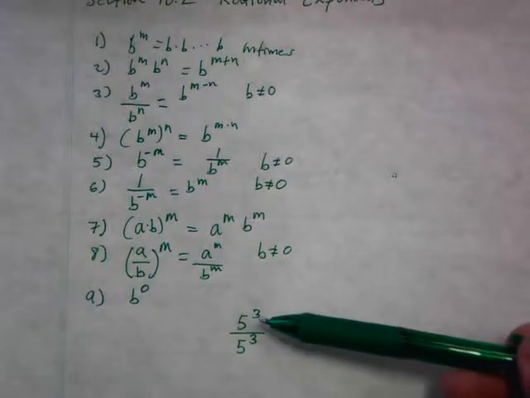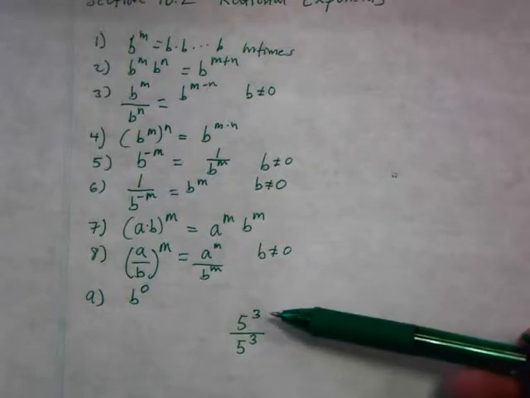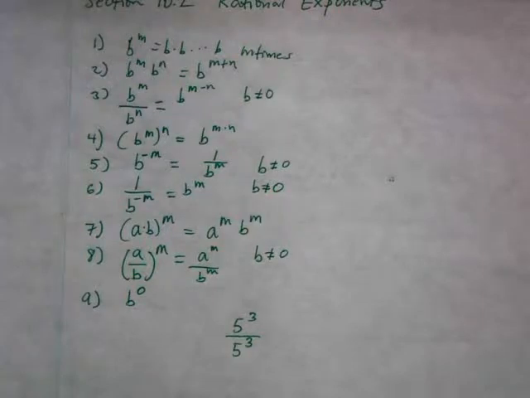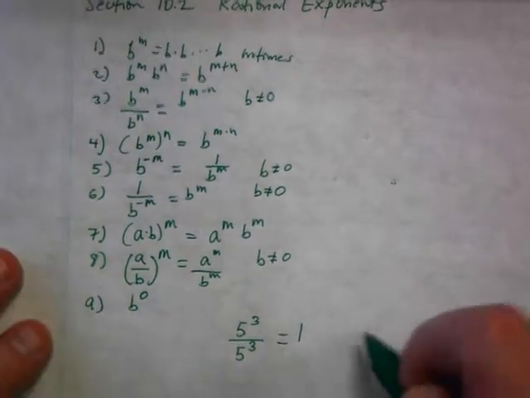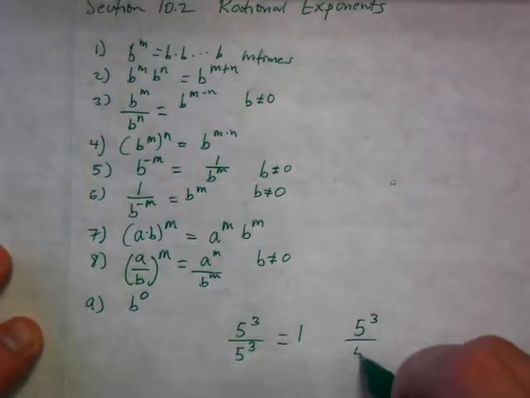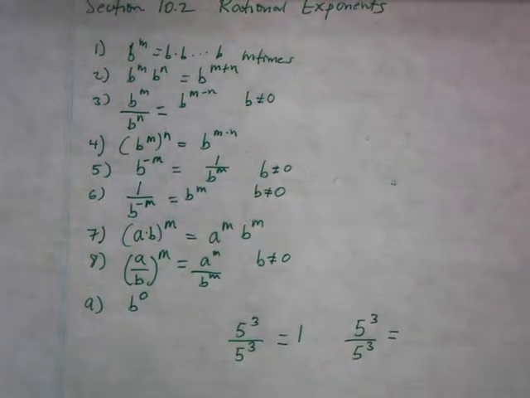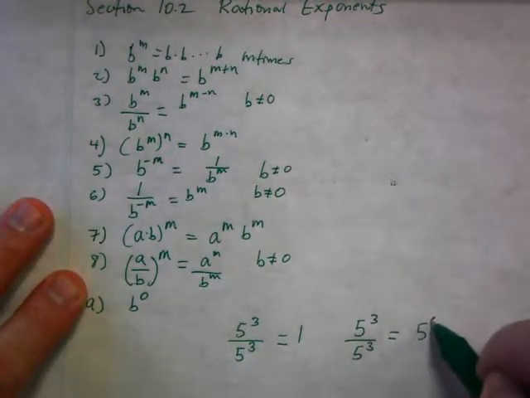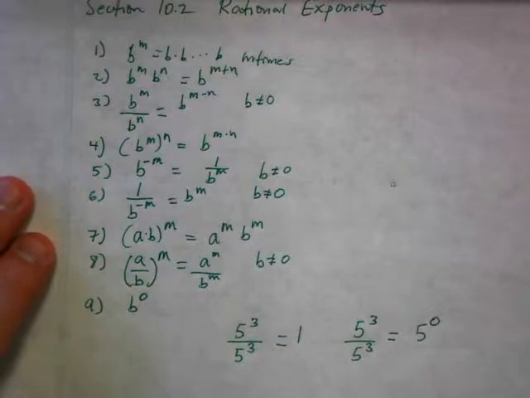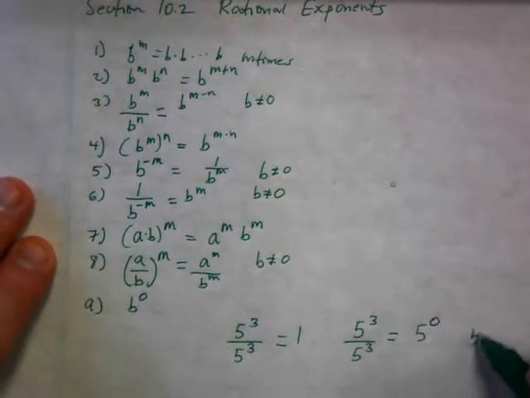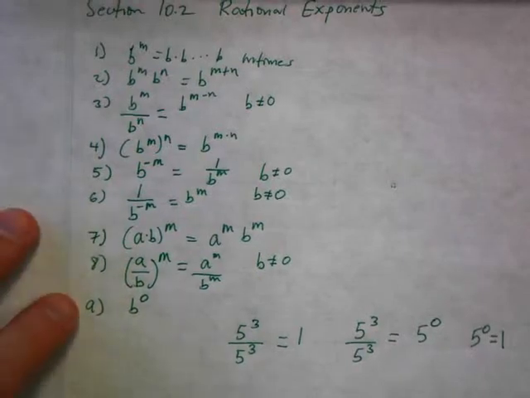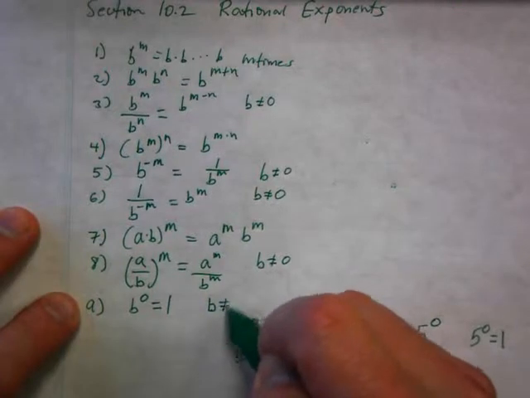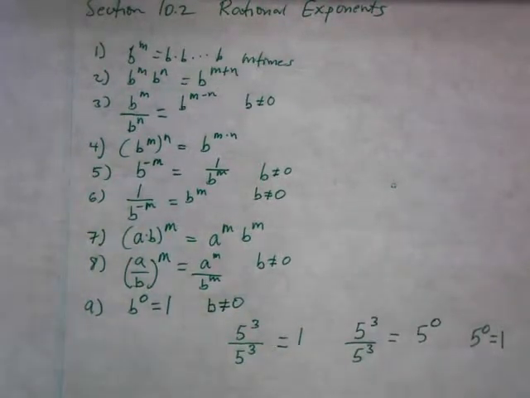Well, 5 cubed is just a number, right? Happens to be 125. What happens when you take 125 and you divide it by 125? You get 1. On the other hand, 5 cubed over 5 cubed, I'm dividing, so what could I do to my exponents? I could subtract them. I would have 5 to the 0. So what should 5 to the 0 be? 5 to the 0 should be 1. So that was rule number 9. B to the 0 is always the number 1. And again, I have to have a little rule. The little rule is b can't be the number 0.